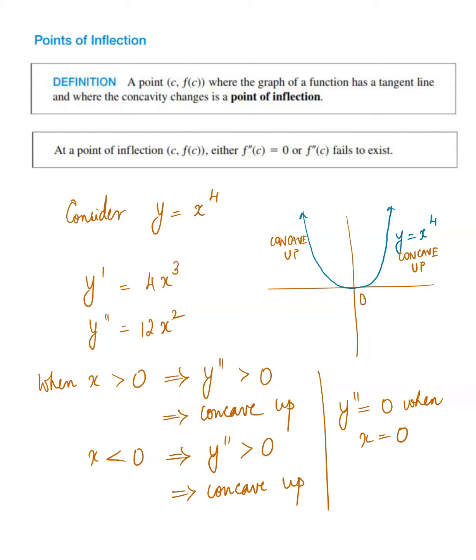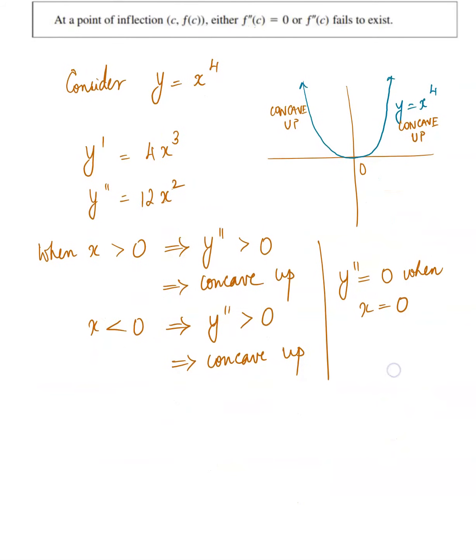But if you go back to the definition, we always look at the definition. It says two things must happen. The graph must have a tangent line and where the concavity changes. So where the tangent line information is this, okay? F double prime is 0 or it fails to exist. Now that part is happening, but then the concavity did not change. So that is the reason why there will be no point of inflection. So let me clarify that here. Y double prime is equal to 0 at x equals 0, but the concavity does not change because it's concave up throughout.